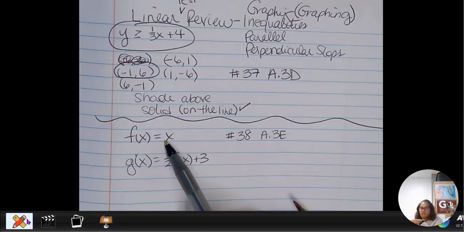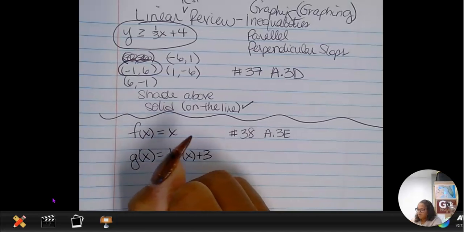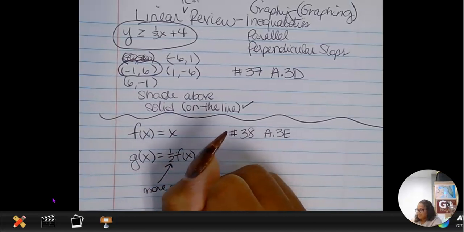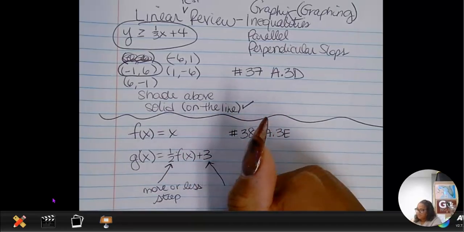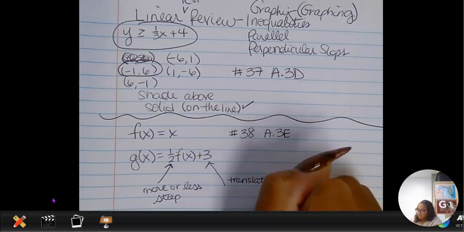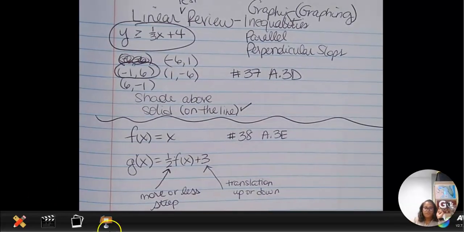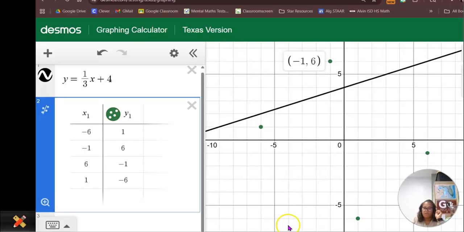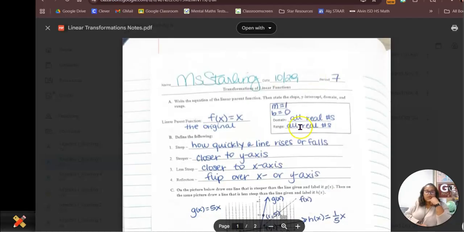This is the transformation. So remember, where we have this fraction here, it's either going to be more or less steep. And then this +3 is going to be a translation up or down. So please refer to your notes from Google Classroom on that. Now let me go find them. Okay, these notes from October 29th. Uh-oh, I think I lost it. Hold up. Here they go. Yes, this stuff will be covered on your test.